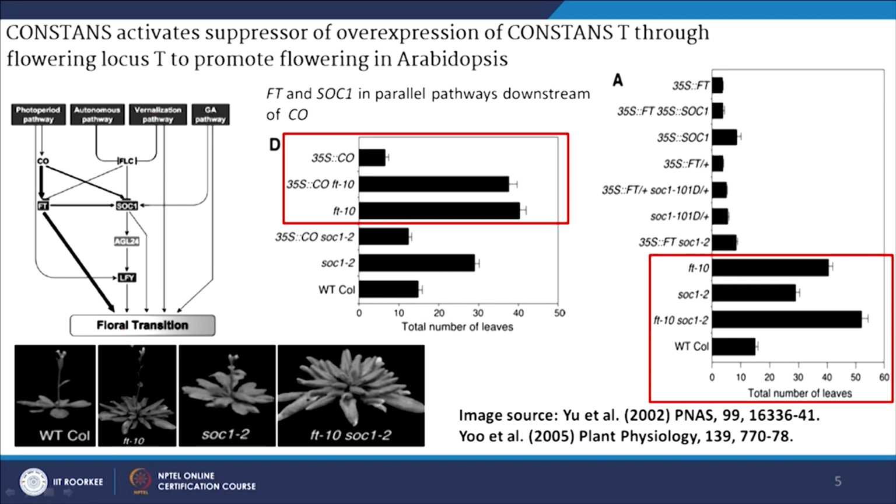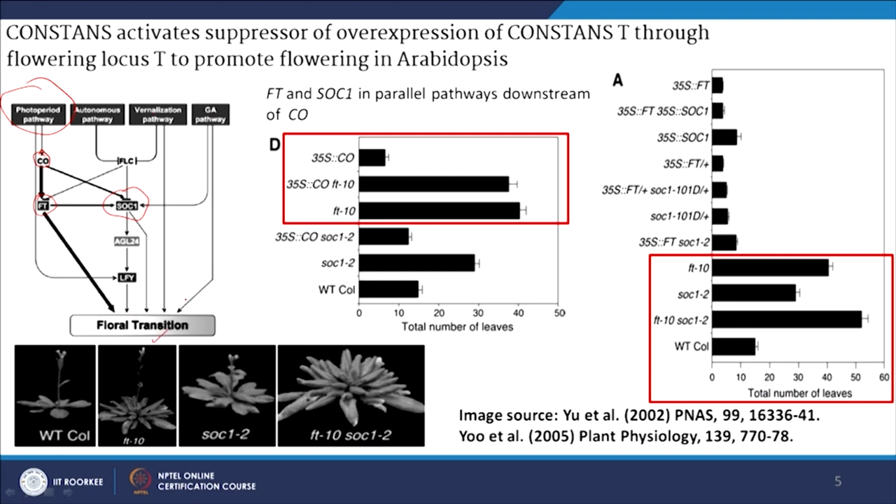So, I will take a few examples. Photoperiod means the amount of light a plant is getting. Based on that, we can define the entire plant into 3 categories: long day plant, short day plant, or day neutral plant. In long day condition, one gene which gets activated is CONSTANS, and then CONSTANS activates 2 pathways, FT and SOC1, and they have independent or parallel pathways to regulate the floral transition.